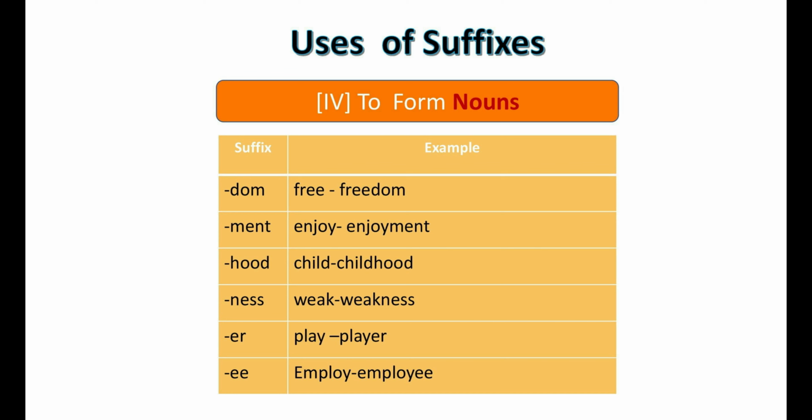Suffixes can also be used to form nouns. As free plus dom, we get the noun freedom. When we add hood to child, we get the noun childhood. Similarly, by adding different suffixes like dom, ment, hood, ness, er, ee, etc., we can form nouns.